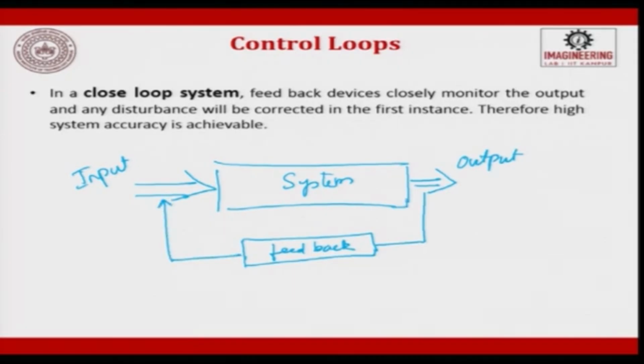So, here what happens is the feedback device closely monitors the output and any disturbance will be corrected in the first instance. Therefore, high system accuracy is achieved. So, this is what everybody would feel and everybody would like to have, a closed loop system. It is expensive, it is very accurate, and there is quality check done on the system. So, you would like to get even the first part, the best part.